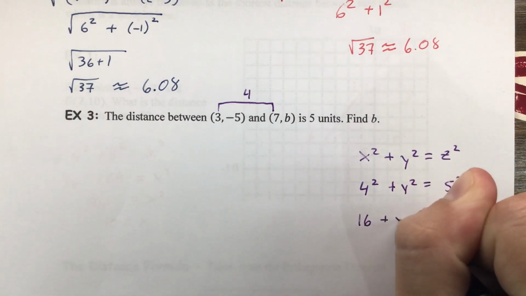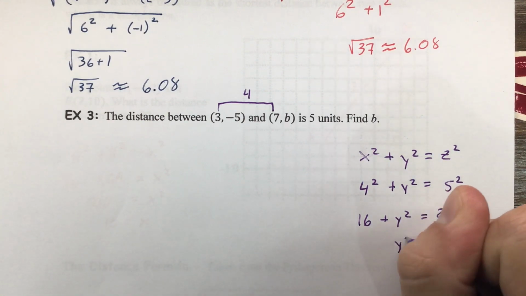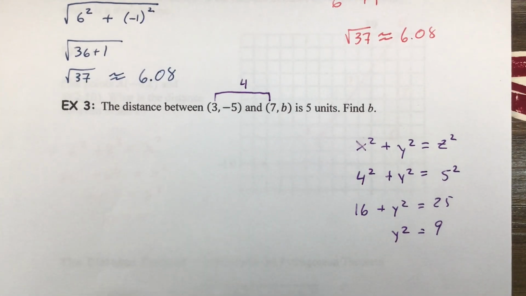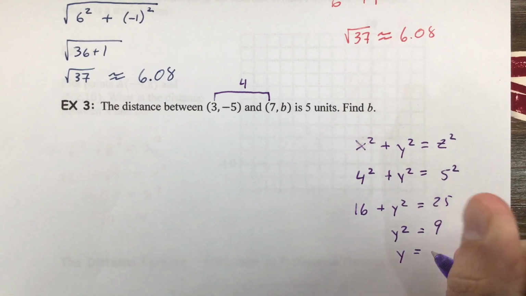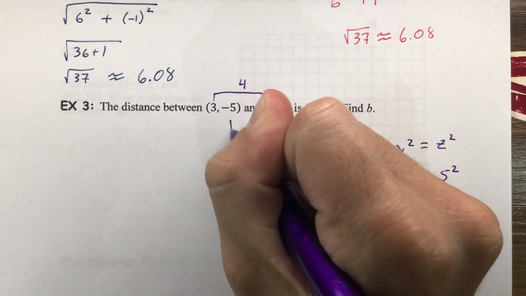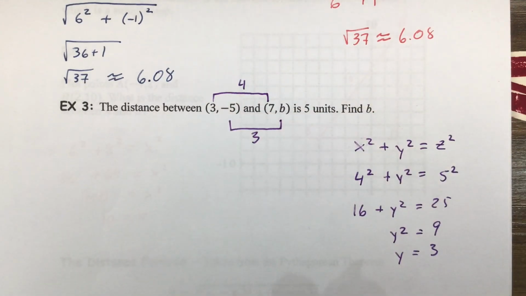4 squared is 16. 5 squared is 25. You can subtract the 16 from the 25, and we get y squared is equal to 9. 25 minus 16 is 9. Now, we'll square root it to get it down to just y, which is 3. Square root of 9 is 3. So that tells us that the space between -5 and b has to be 3 units. So what would that answer be? Or what would those answers be?